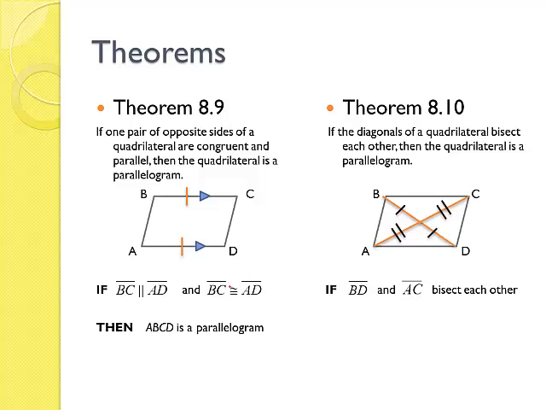In theorem 8.10, if the diagonals of a quadrilateral bisect each other, then the quadrilateral is a parallelogram. So we have diagonals bisect each other, that's what we know first. If we know that BD and AC bisect each other, that means this point here is your midpoint, M. If they bisect each other, we label the halves as congruent. That means that ABCD is a parallelogram.